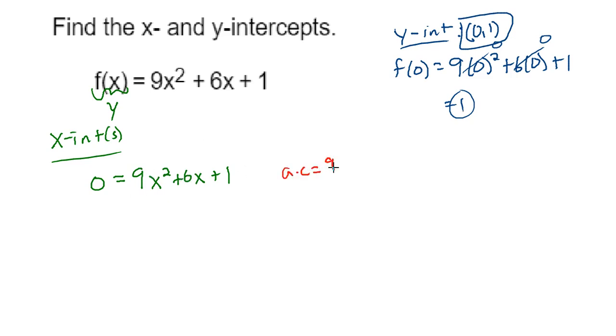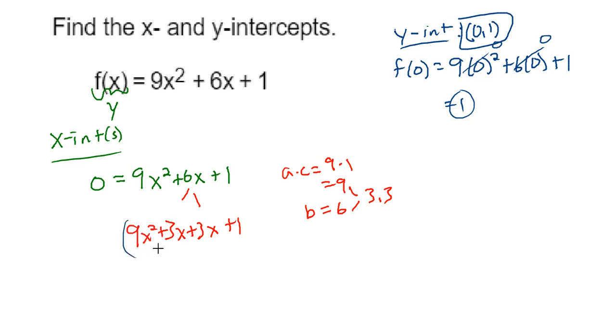All right, so a times c is going to be 9 times 1, which is 9. B is equal to 6. So 2 numbers that multiply to 9, add to 6, would be 3 and 3. So we'll rewrite the middle term 6x as 3x plus 3x. The 1 copies down, the 9x squared copies down, and then we do factor by grouping. So we'll group the first 2 terms together, group the second 2 terms. Common factor in the first group is 3x. That's going to leave me with 3x plus 1. There is no common factor in the second group, but that's okay because it already matches the thing left over from the first group. And that's really the most critical thing, is that these 2 parentheses match each other.